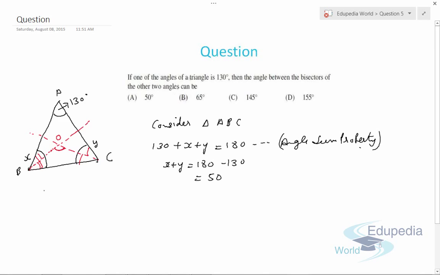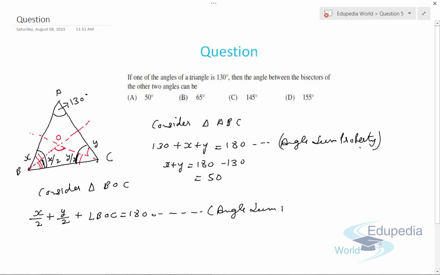Now if we consider triangle BOC, this part of the angle will be x by 2. Why? Because BO is bisector, and this part of the angle will be y by 2. Why? Because CO is bisector. So we can clearly see that x by 2 plus y by 2 plus angle BOC will be equal to 180 degree. Why? You can say it's again angle sum property.